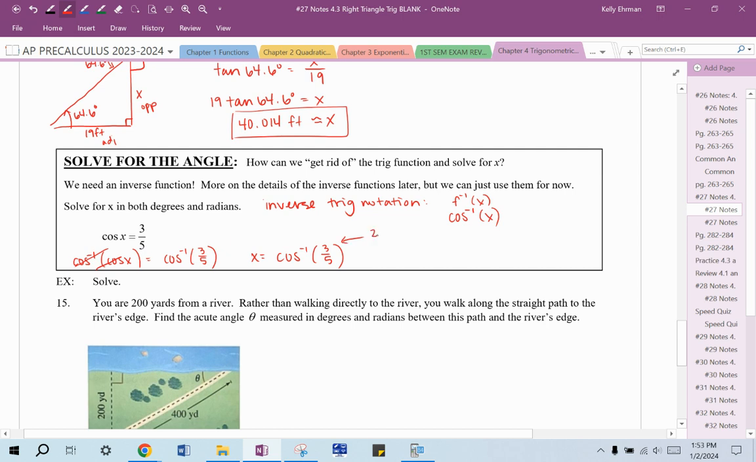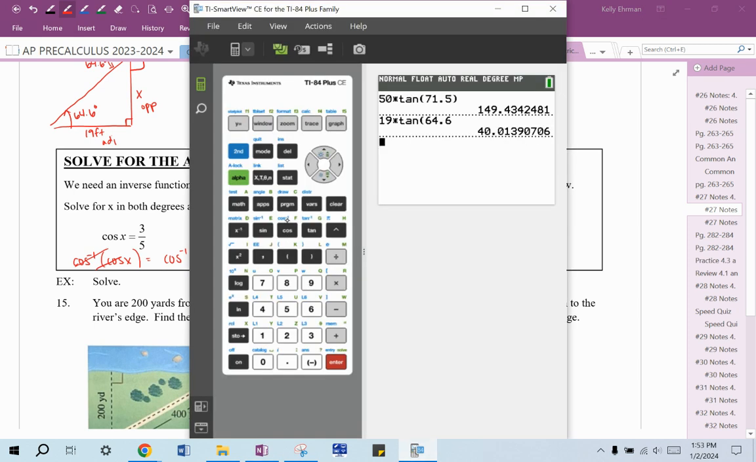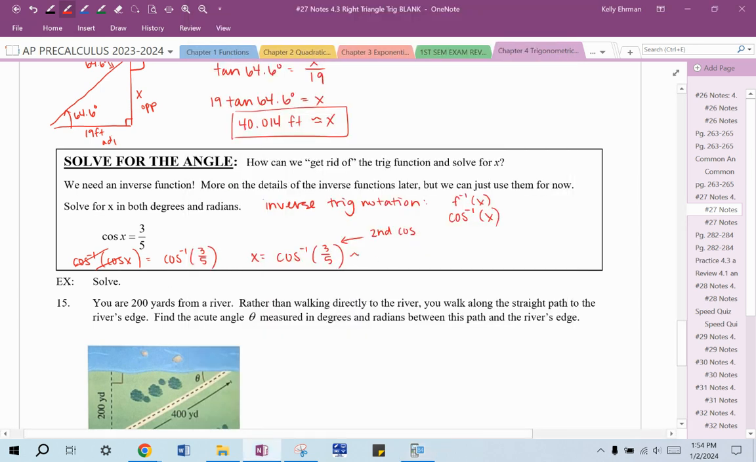We type in second cosine to get the inverse function on there. So check this out. See how above each trig function it has something that looks like to the -1? That means inverse cosine, so second cosine of 3/5. And because I'm in degree mode, my calculator will give me the angle in degrees. The answer is 53.130 degrees. Right? So that's our answer for our angle.